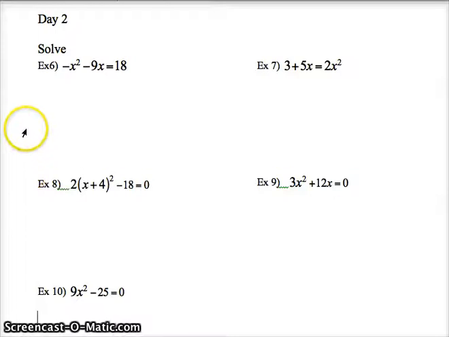So what I want you to do is practice these 5 examples by yourself. Having paused the video, when you're ready to check your work, press play again.